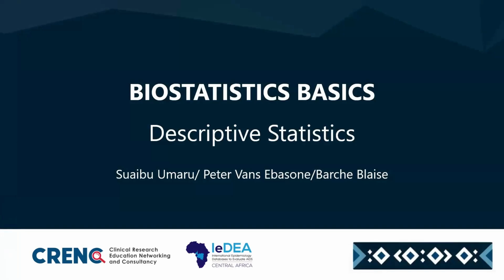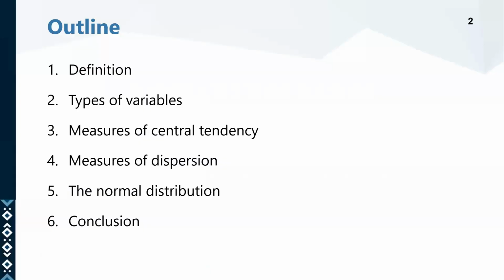I am Dr. Suaibu Umaru, and I'll be presenting on descriptive statistics. Our presentation is going to be done according to the following outline. We shall see some basic definitions, talk about the different types of variables. We shall also comment on the different measures of central tendency and dispersion, and we shall finally end with the concept of the normal distribution.